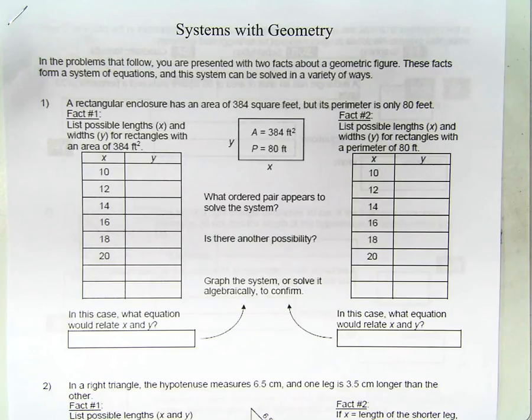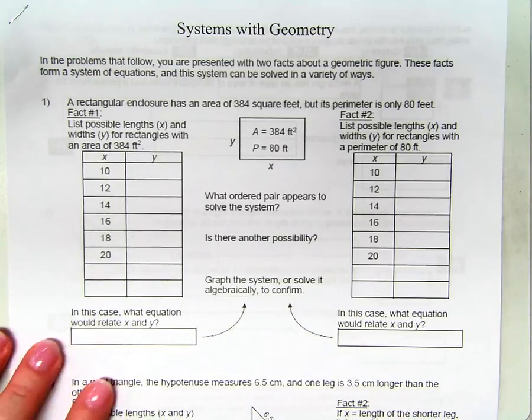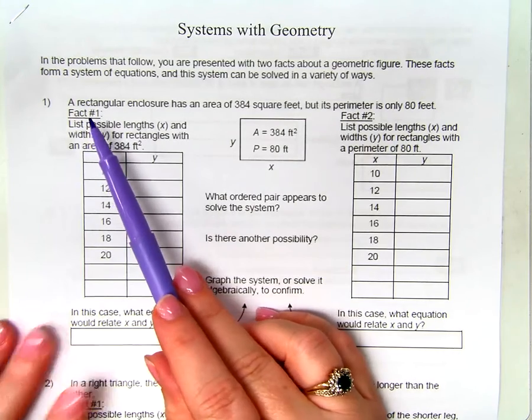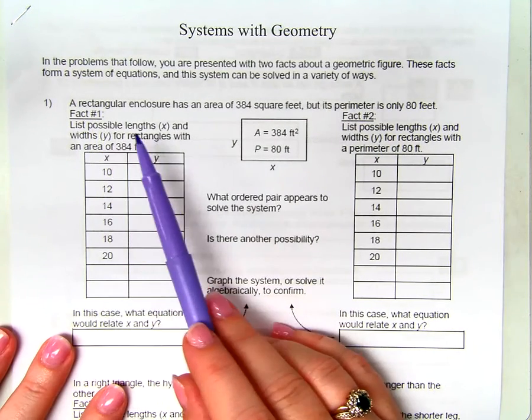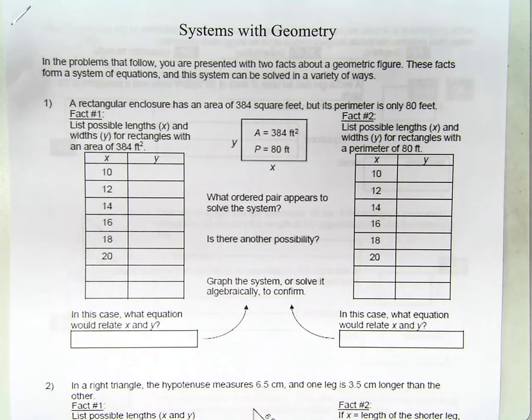So problem number 1 says a rectangular enclosure has an area of 384 square feet, but its perimeter is only 80 feet. Now, there's a lot of this stuff that I don't know if you guys for sure need to do, but we're going to do it just to see what's going on. Fair enough? So let's look at fact number 1. It says, list possible lengths x and y for rectangles with an area of 384.